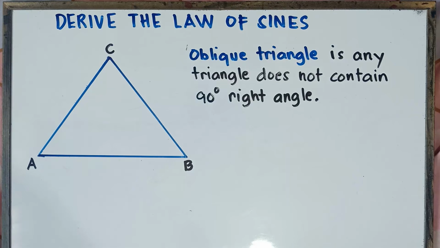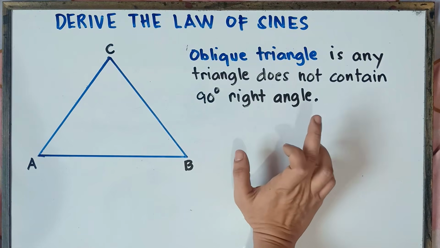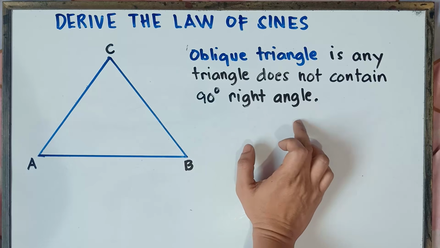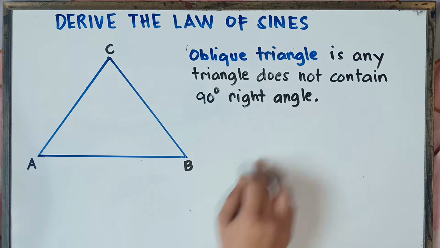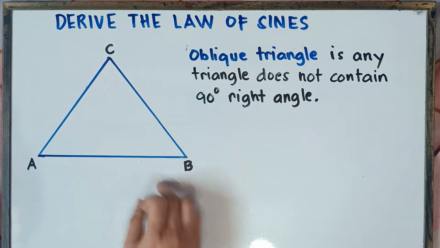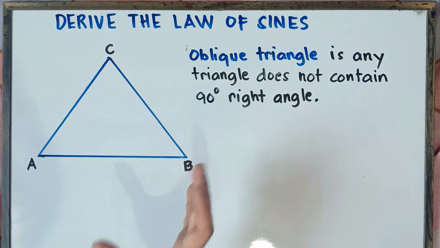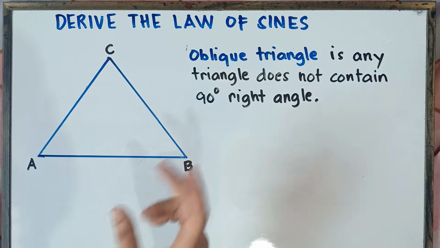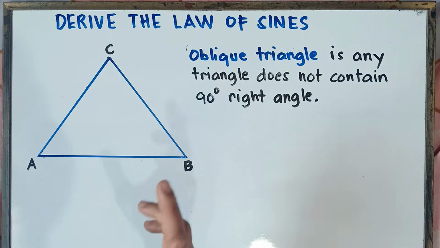Now we actually apply, class, the law of sines if the triangle is an oblique triangle. Now what do you mean by oblique triangle? An oblique triangle is any triangle that does not contain a 90 degree right angle. For example, right here, class, we have triangle ABC. We call this one an oblique triangle because no one angle measures exactly 90 degrees.